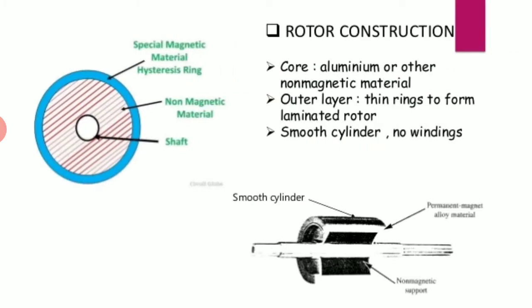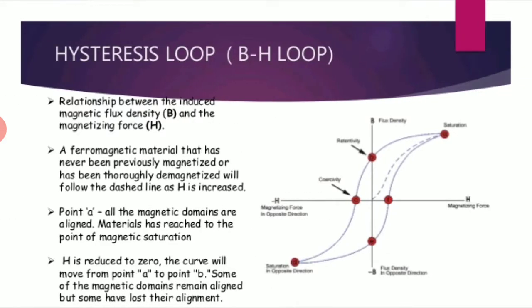Then see the rotor construction, how the rotor will look. The core of this rotor is generally made of aluminum or any non-magnetic material. The outer layer of this rotor is a thin ring forming a laminated layer, and for the smooth cylinder there are no windings used. See, this is the special magnetic material. The hysteresis ring is over the non-magnetic material, and the shaft is mounted. Then, as I told earlier, this hysteresis motor works on the hysteresis loss principle.